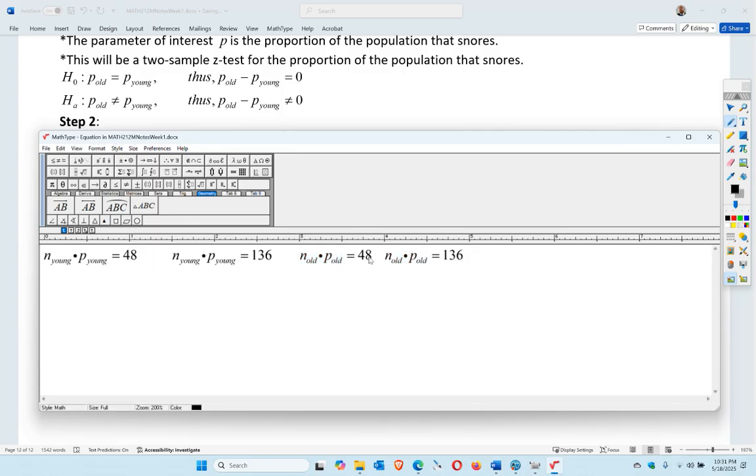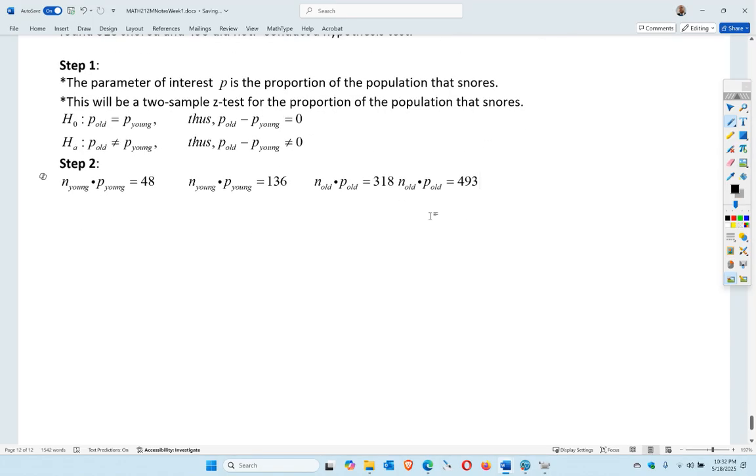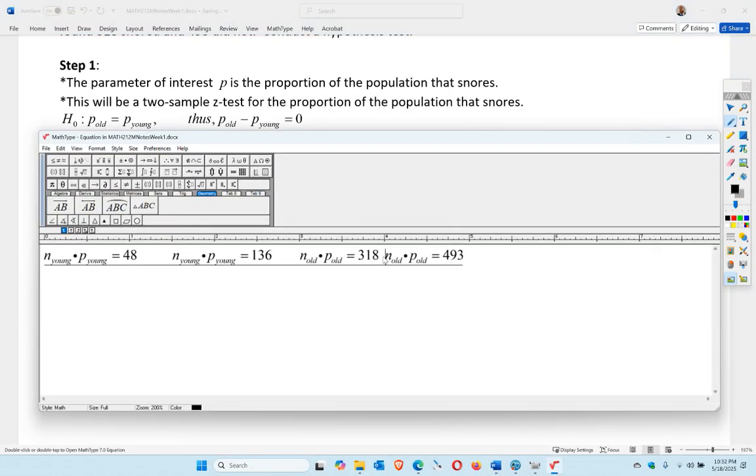So we got in our sample 318 successes. And what did it say? It says 493. Okay. Let's double check. Yes. Okay. So basically our successes and failures are all more than 10. So we can do this basically, right?